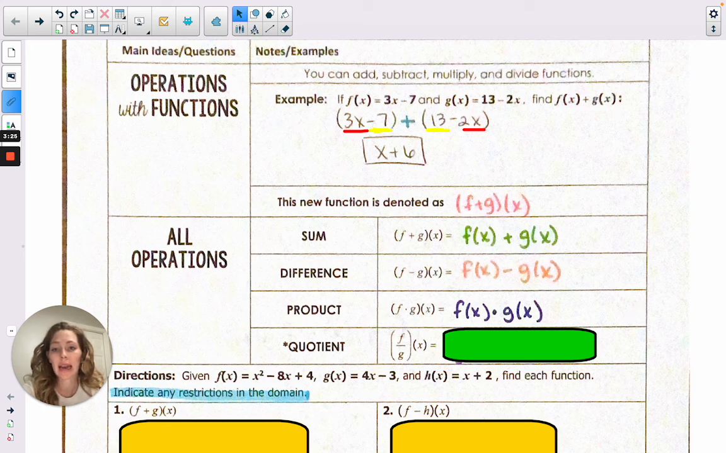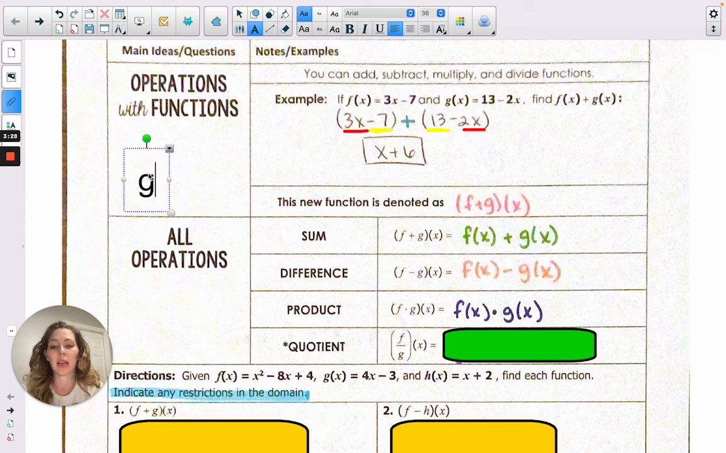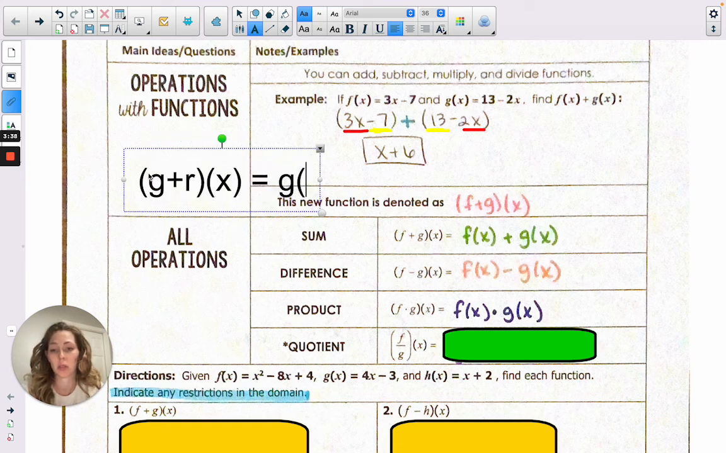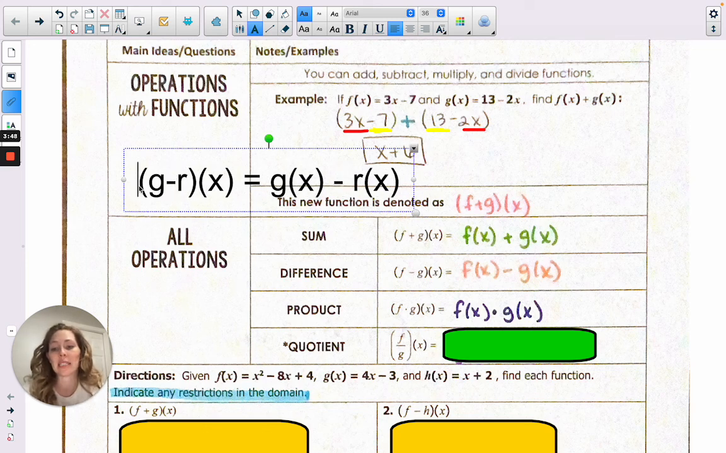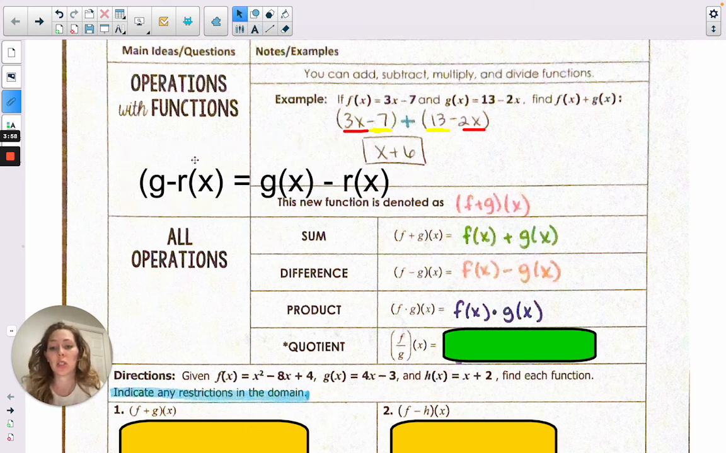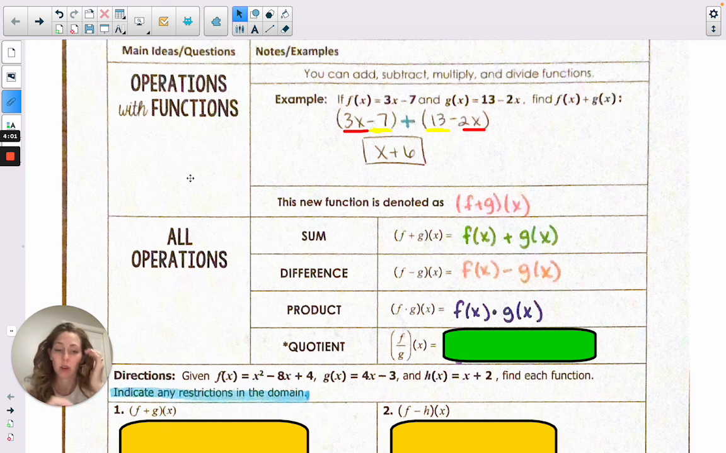Keep in mind that if they decided to write it like g plus r of x, then this means g goes first, g of x plus r of x. Same thing if there's a subtraction sign in here, g of x would go first. So it does matter the order that's inside the parentheses as well. Okay, just want you to keep that in mind. If the g and the f, or any letter, are flipped, then you would just want to make sure that you're writing it in the correct order.